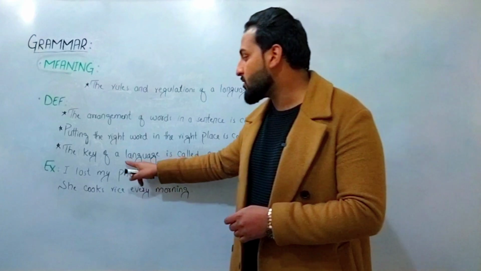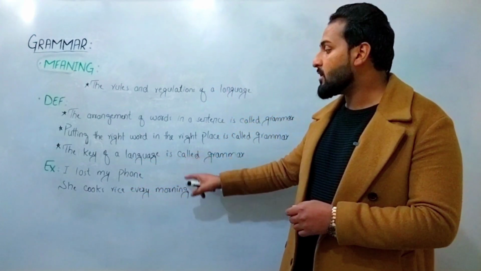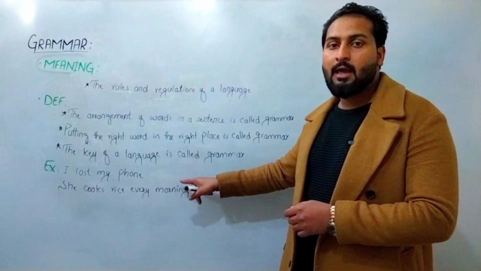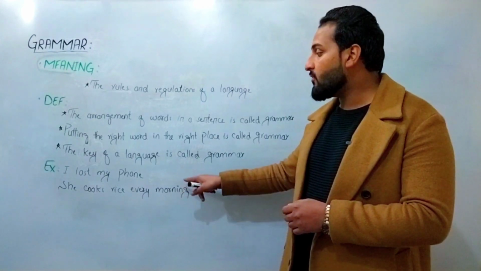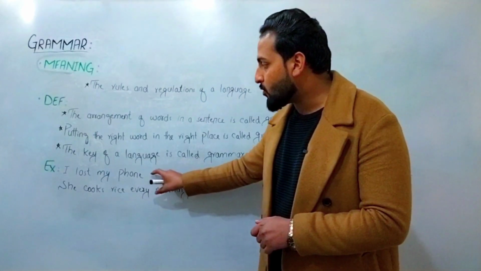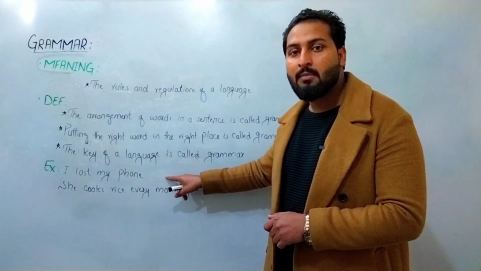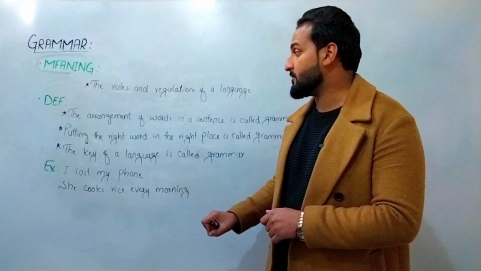Examples: I lost my phone. She cooks rice every morning. If you look at these examples, they are in arranged form. Therefore, they give complete meaning. अगर आप इस examples को देख लोगे, so they are in arranged form. इसलिए ये हमें एक complete meaning देता है.